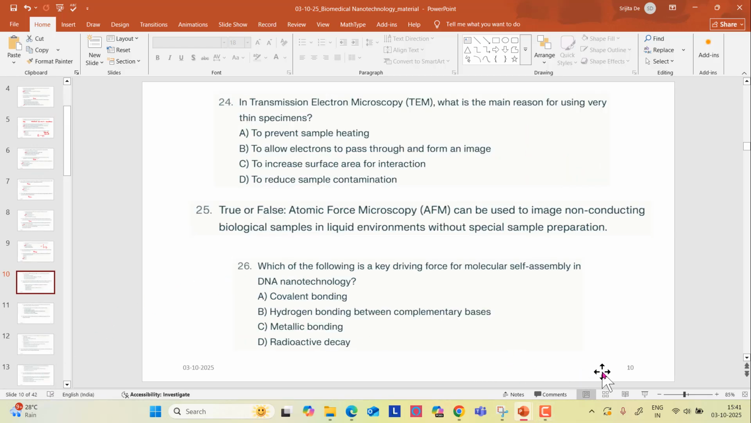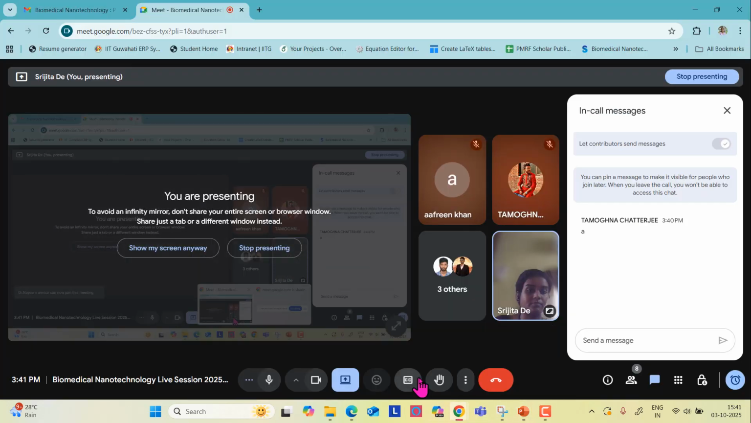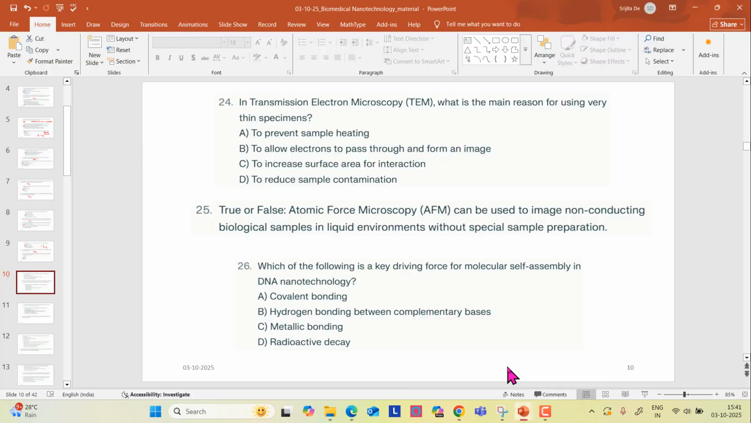Next, in TEM, what is the main reason for using very thin specimens? To prevent sample heating, to allow electrons to pass through and form an image, to increase surface area for interaction, to reduce sample contamination. What do you think?